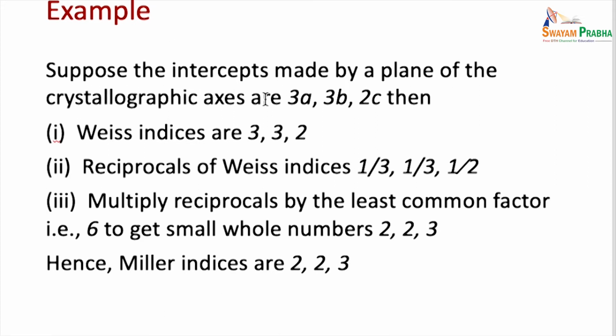So the example taken here is of 3a, 3b, 2c. Now the Weiss indices are what? 3, 3, 2. You take the reciprocal, you get 1 by 3, 1 by 3, 1 by 2. Now you have to clear the fractions, so you take the LCM and multiply each by the LCM. So 1 by 3 into 6 you get 2, and 1 by 2 into 6 you get 3. So you get Miller indices as 2, 2, 3.